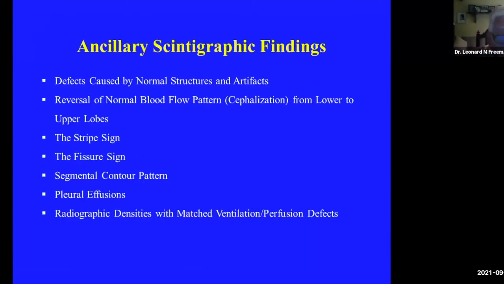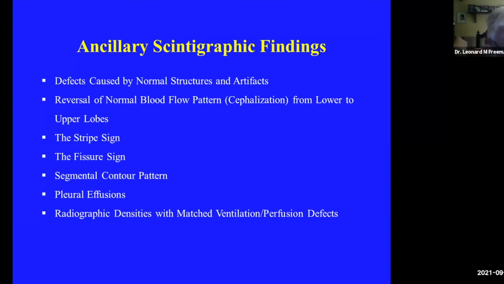Okay, let's go on to a bunch of ancillary scintigraphic findings, okay? These are other things that help you make a diagnosis of pulmonary embolism. Defects caused by normal structures and artifacts, reversal of blood flow going to the upper lobe as well. You can see that number one, reversal of blood flow, cephalization from lower to upper lobes. When you see more activity in the upper lobes than in the lower lobes, this is generally a reason for pulmonary vascular hypertension, okay? And this is often congestive failure or something like that.